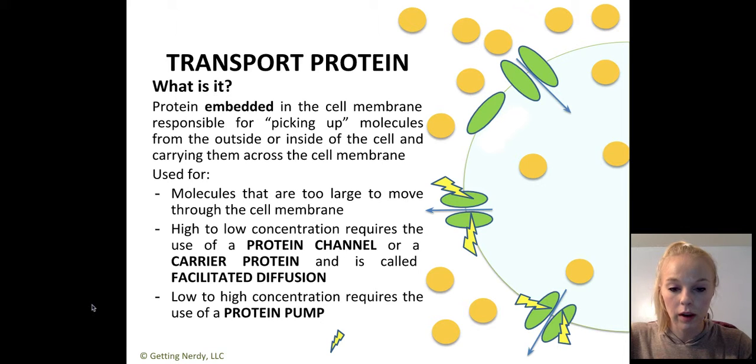To help you understand the different types of transports, it's important to know about transport proteins. Transport proteins are embedded in the cell membrane, and they are responsible for picking up molecules from either the outside or inside of a cell. They then carry them across the cell membrane. They are used for molecules that are too large to move through the cell membrane on their own. In transport of high concentration to low concentration, the use of a protein channel or carrier protein is called facilitated diffusion. And in active transport from low concentration to high concentration, a protein pump is required.